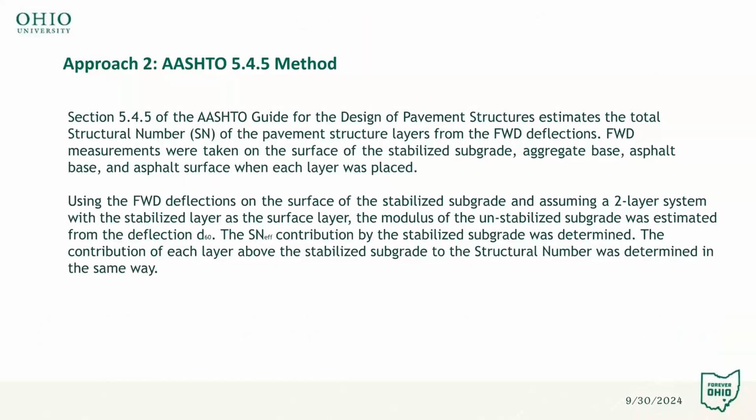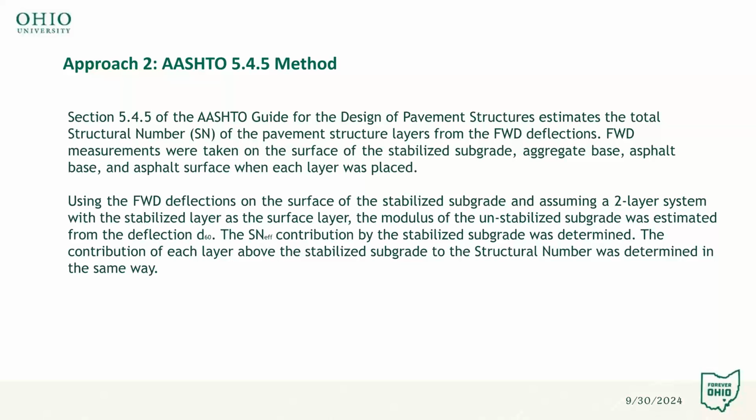The approach number 2 was to use the 1993 AASHTO design guide, section 5.4.5. This approach estimated the structure number above the underlying layer that's required based on the falling weight deflection. The falling weight measurements were taken on the surface of the stabilized subgrade, aggregate base, asphalt base, and asphalt surface when each layer was placed.